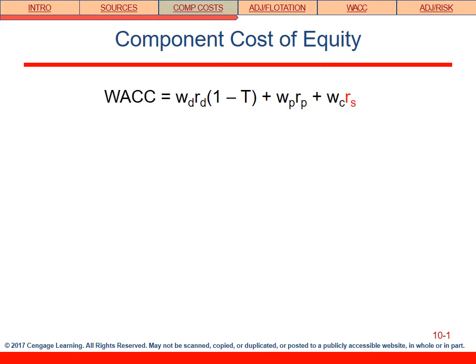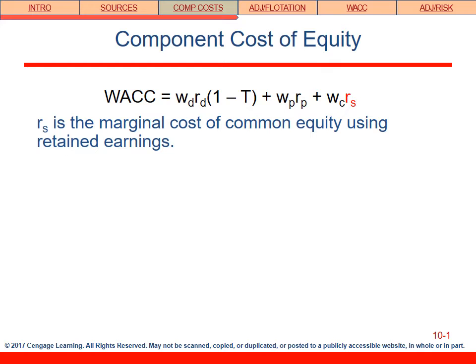The component cost of equity. So we are going to be finding the tail end of the weighted average cost of capital equation. There are two components to common equity. There is retained earnings, and we're going to call that R sub S.